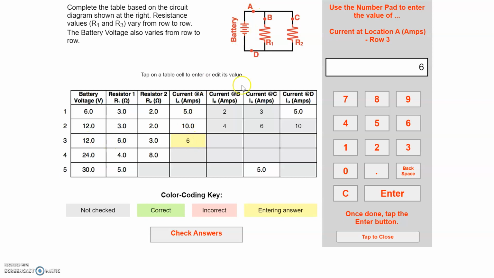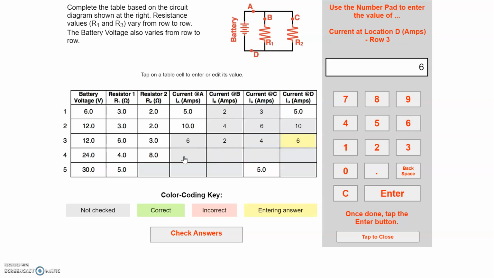Okay, so now we can go back to the current through each branch. The current at B is just 12 divided by 6, which is 2. The current going through resistor 2 is 12 divided by 3, which is 4. And once again, those two add up to give you 6. The current at D is going to be just the same as the current at A. This next row is the same.